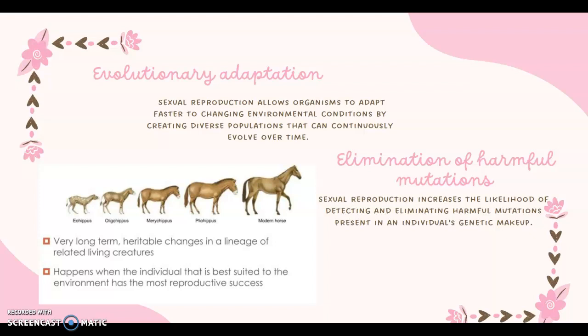Elimination of harmful mutations. Sexual reproduction increases the likelihood of detecting and eliminating harmful mutations present in an individual's genetic makeup. This helps to maintain high levels of genetic diversity and prevent the accumulation of harmful genetic mutations that can cause diseases.